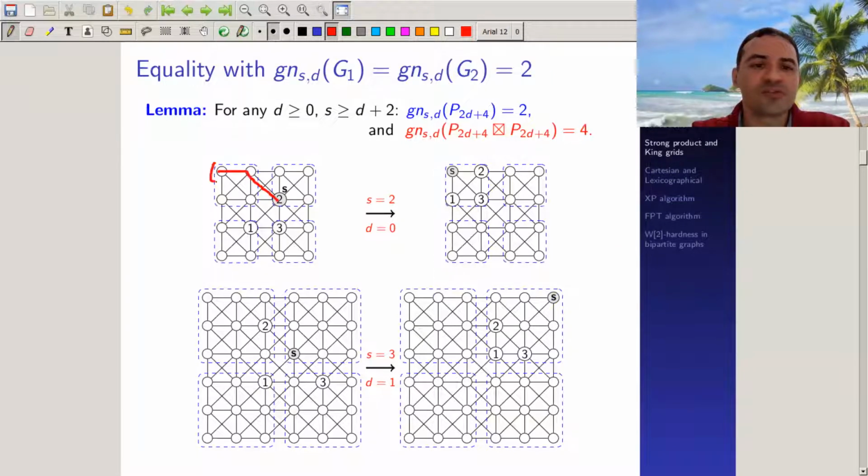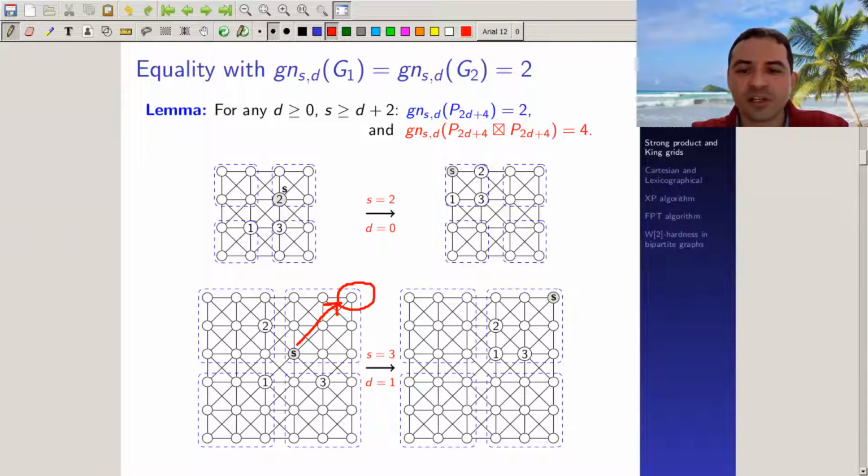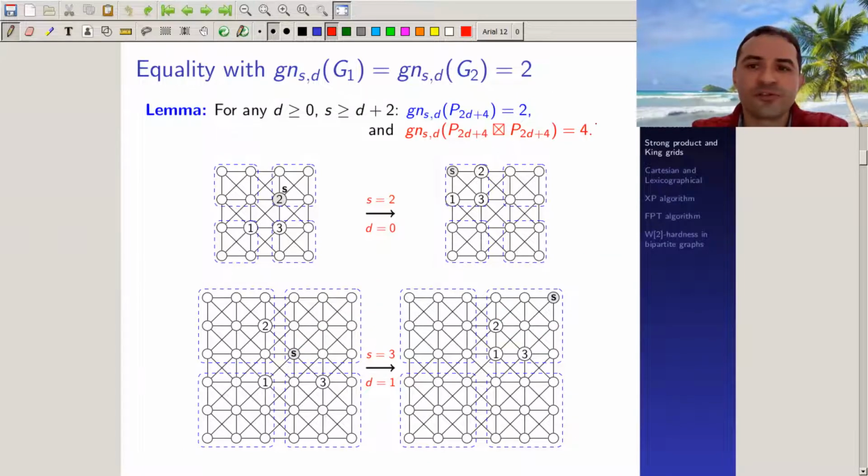The spy can go to this vertex and no guard can surveil the spy in one time step. Okay? With distance D equal to 1, we have the same thing here. For example, we have 4 parts of this king grid. We need 1 guard in each one of them. For example, if the spy is here, she can go to this vertex and no guard can surveil the spy. We need 4 guards.